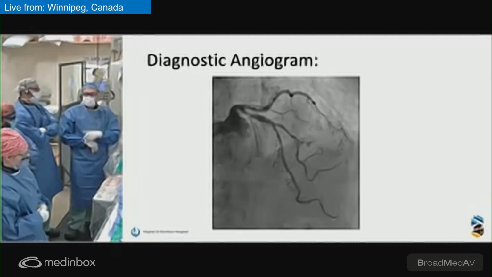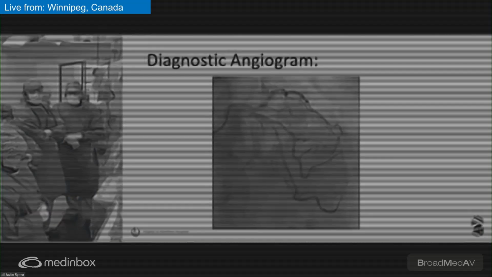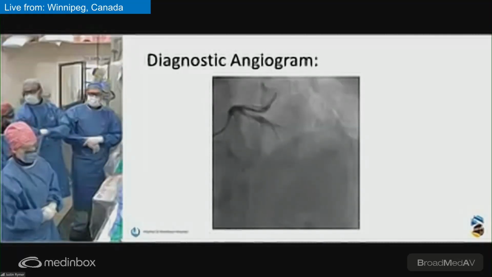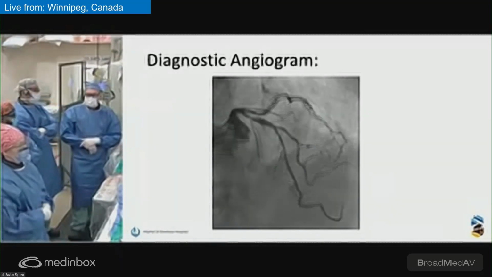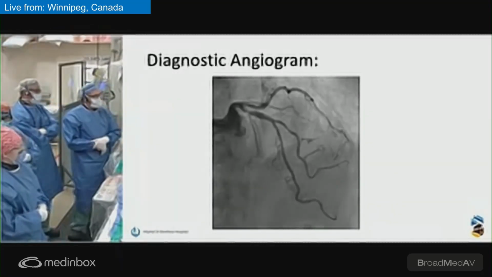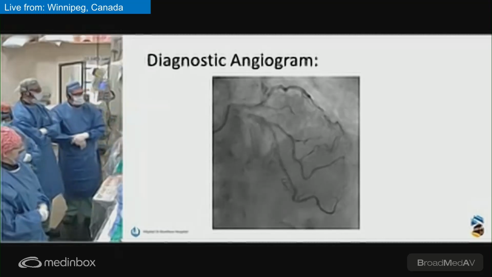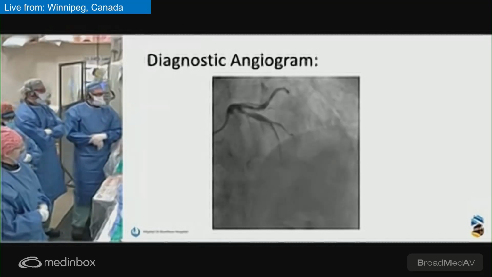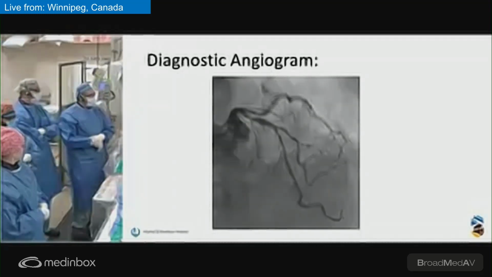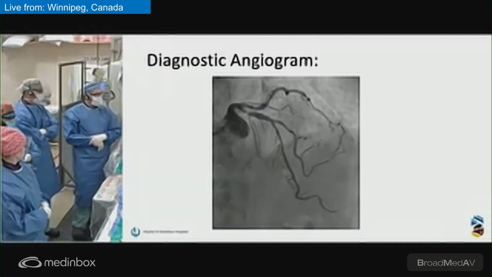You can see, I think this is a cranial view of the LAD, that shows diffuse calcium in the proximal segment and a couple of nodules of calcium right in the proximal segment, which we think is the culprit. There's also some lesion in the circumflex, although it's moderate at best. Let's go to the next slide.